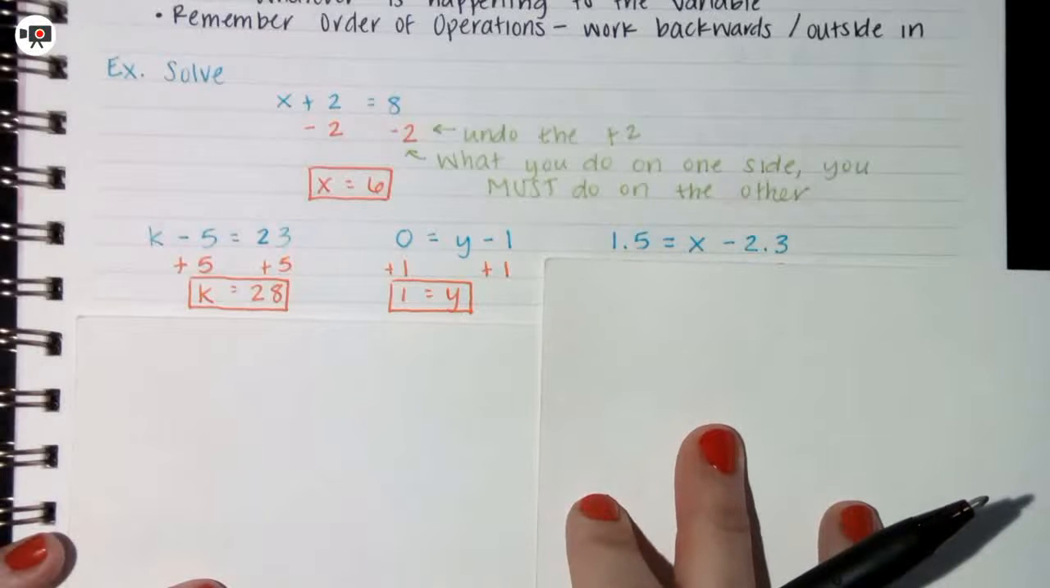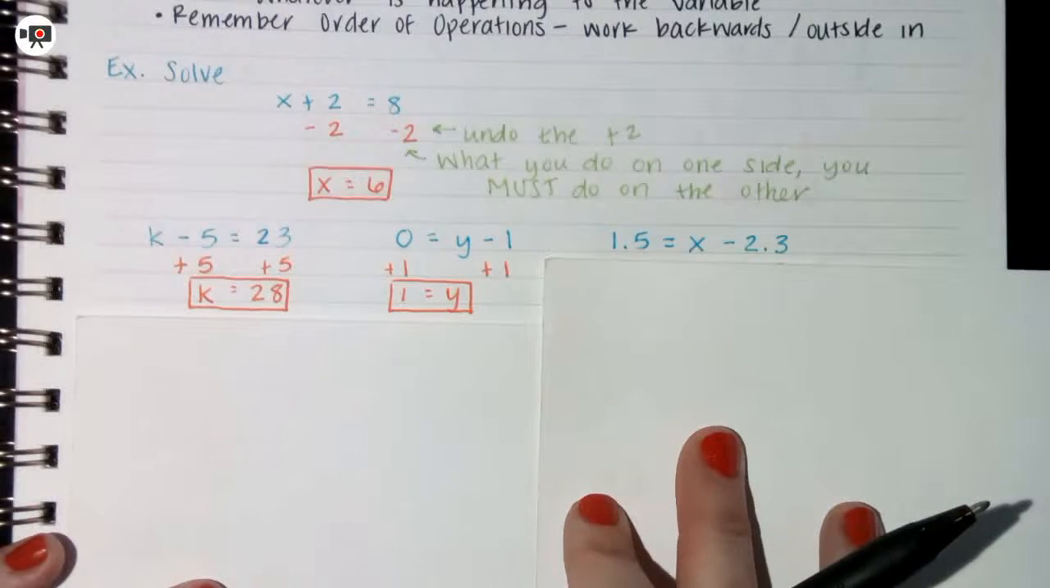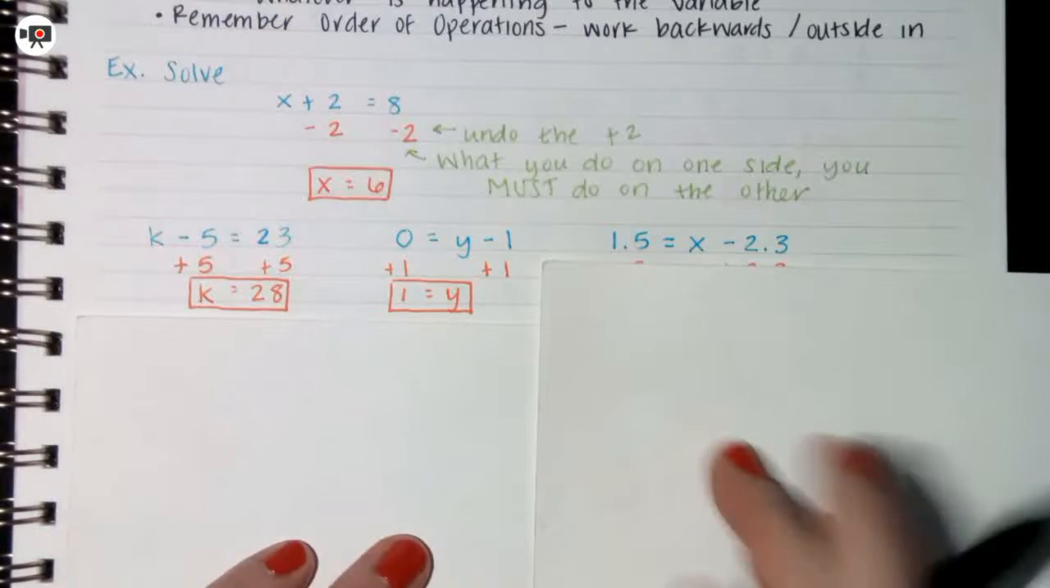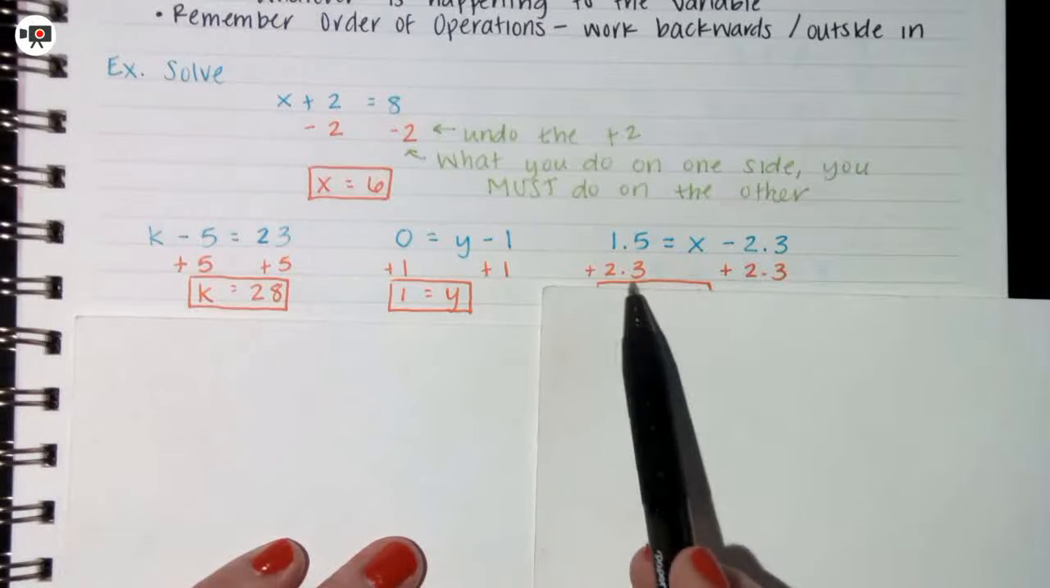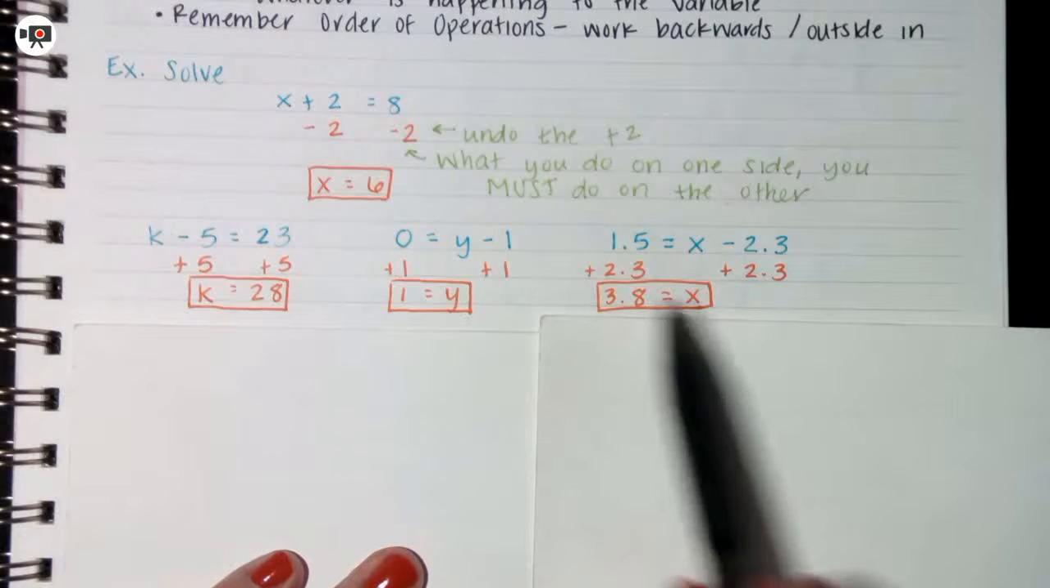And 1.5 equals x minus 2.3. The opposite of subtracting 2.3 is adding 2.3, so that's how I'm going to move this 2.3 to the other side. 1.5 plus 2.3 is 3.8.